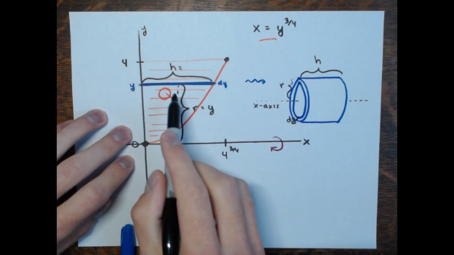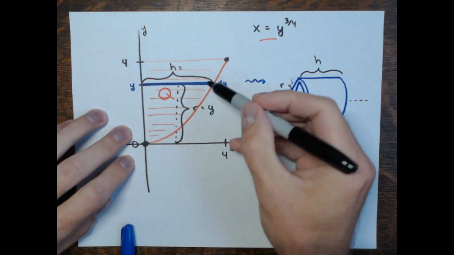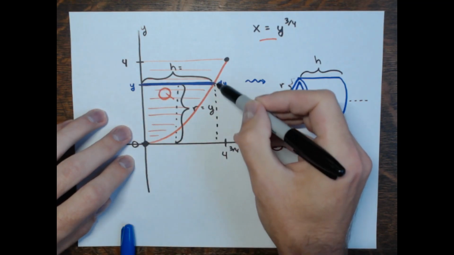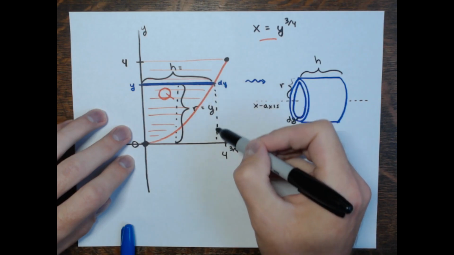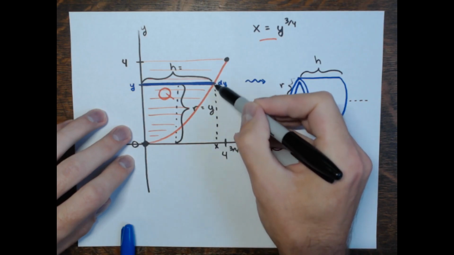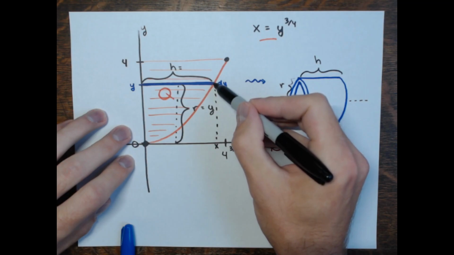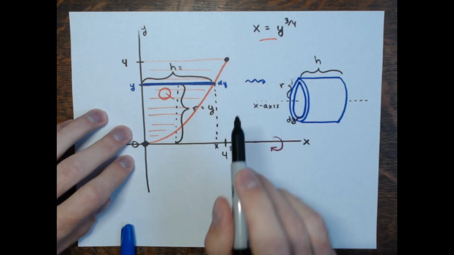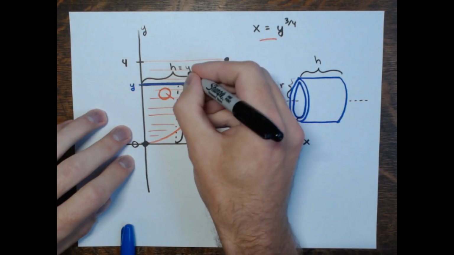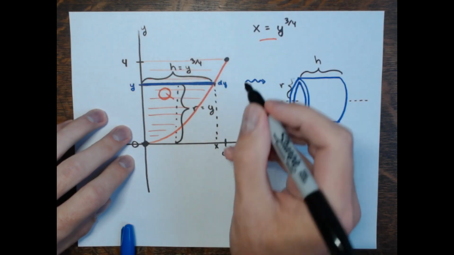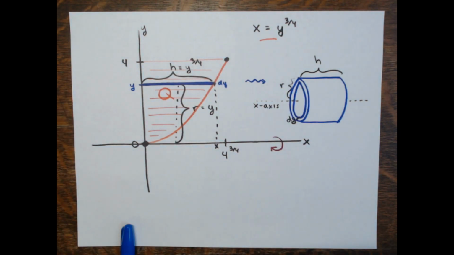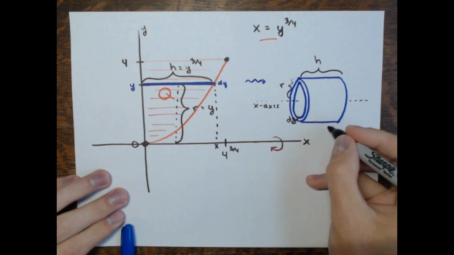And then this height, this distance across here, that's the x coordinate of this point on the end of the rectangle. But the x coordinate of points on this curve in terms of y is y to the 3/4. So y to the 3/4 is the height, the distance across that rectangle. And that would be the height of the shell.